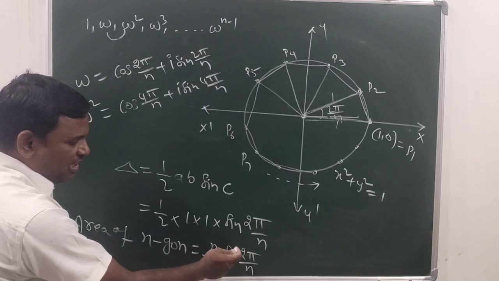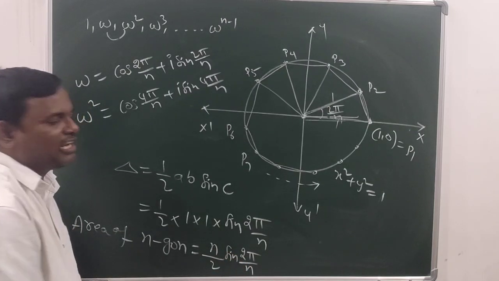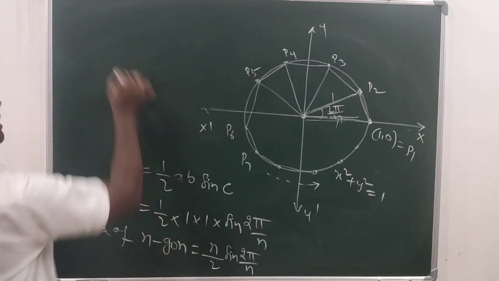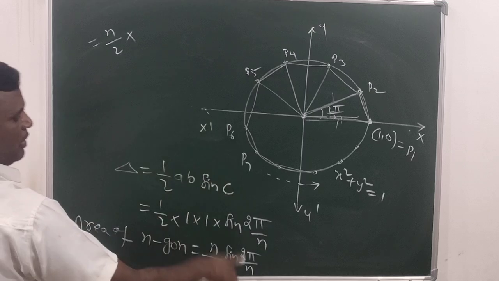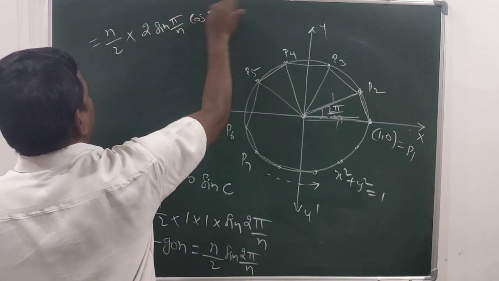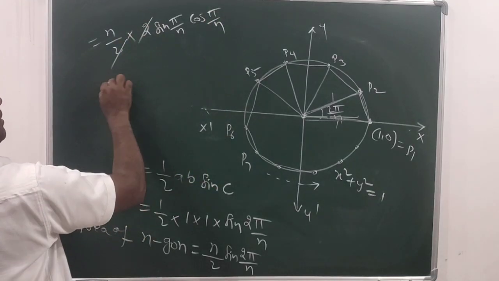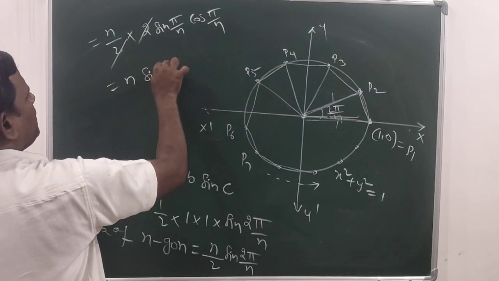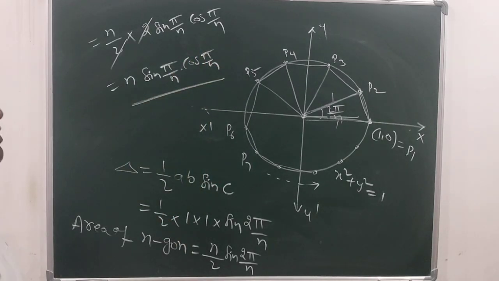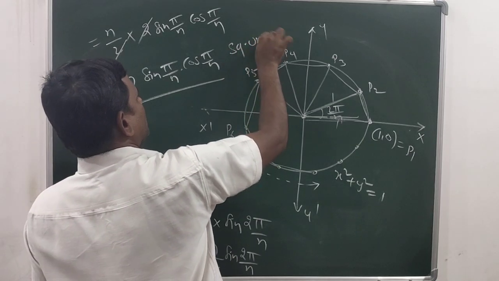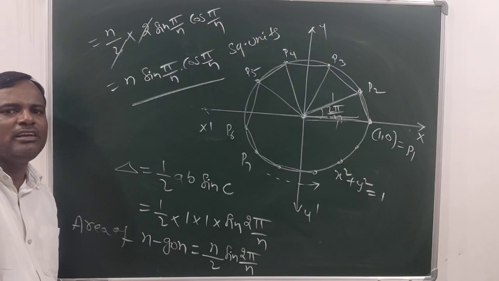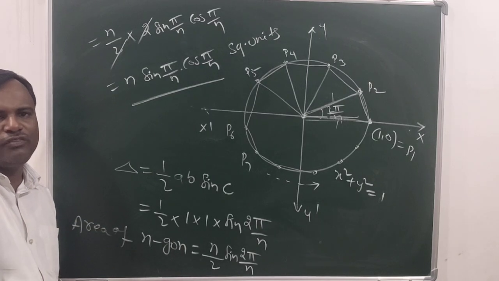In some textbooks, they will write sine 2 pi by n as sine 2 theta, like 2 sine theta cos theta. If you write it that way, your area will become n by 2 into 2 sine pi by n cos pi by n. So both of them cancel. Now, n into sine pi by n into cos pi by n, in square units. This is the area of that regular n-gon, which is formed by the roots of the nth root of unity.